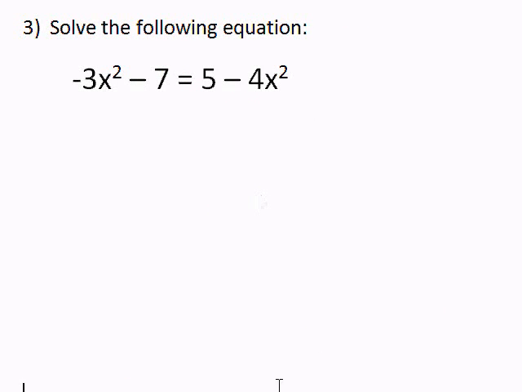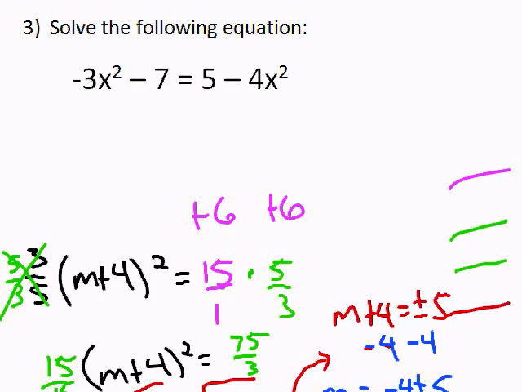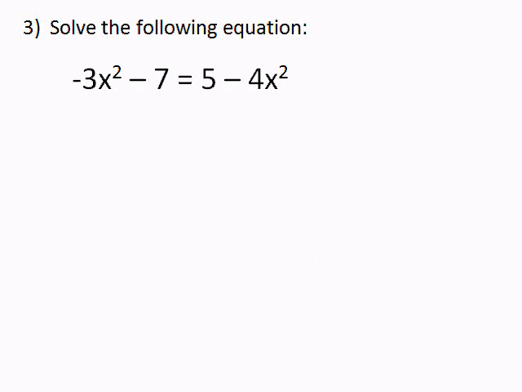For a third type of problem, we're going to solve it. Notice that we've got x squareds on both sides. All that means is you need to choose which side you want the x squareds on. I'm always going to get rid of the smaller amount, so negative 4x squared is smaller, so I'm going to add 4x squared to both sides.